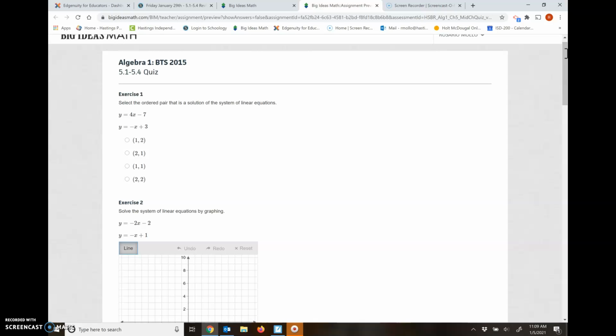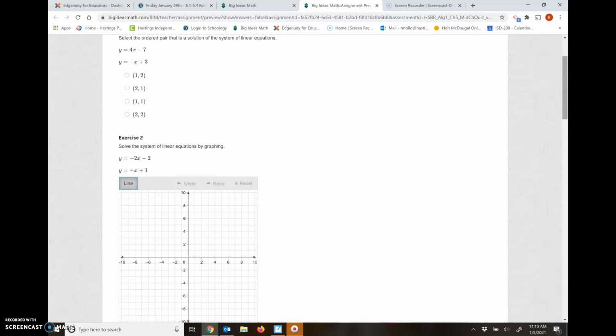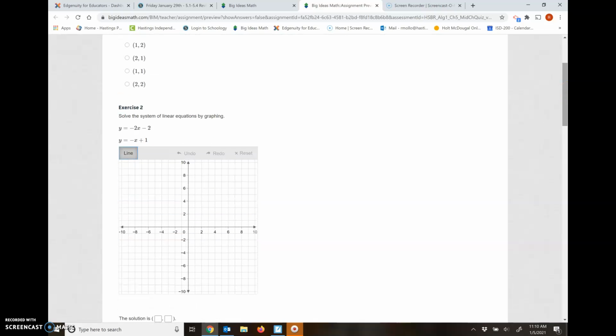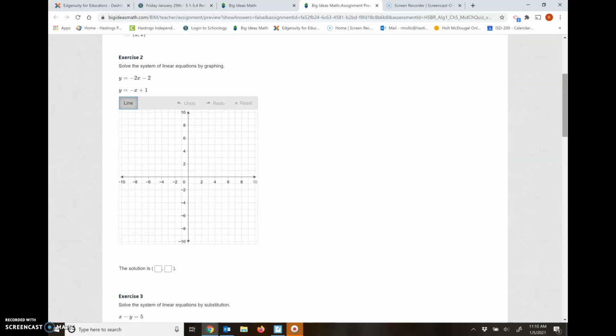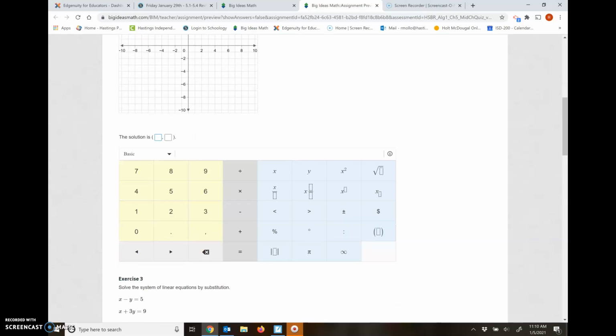So if we look at number 1, it's just plugging in the ordered pair, seeing which one works. Is 1, 2 the answer, 2, 1, 1, 1, or 2, 2? Okay. Number 2, it says you could solve it by graphing. The graph is there. They're both in y equals. If you'd like to solve it by graphing, go ahead. Otherwise, if you'd like to do substitution or elimination, you can do that as well. Don't forget to put the answer in down here, though. So don't just do it on the graph and forget to put it down on the bottom.